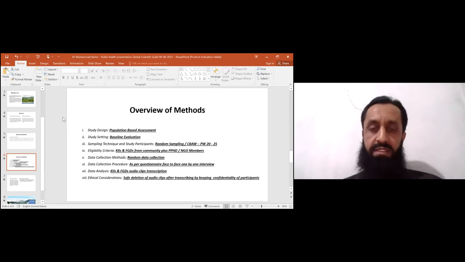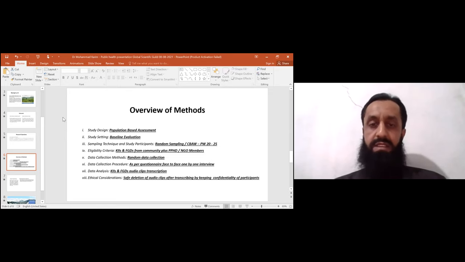The eligibility criteria for our key informant interviews and focus group discussions included community plus PPHD or NGO members, as I mentioned earlier. For data collection, random data collection was done from house to house, in which houses were selected, and then our data collectors went there to collect the real data and discuss with local community members, especially females at homes.